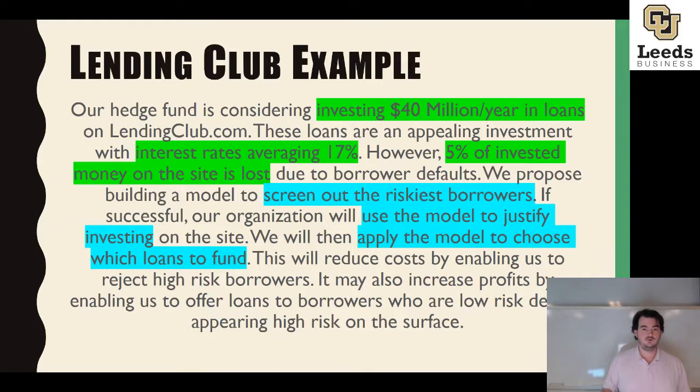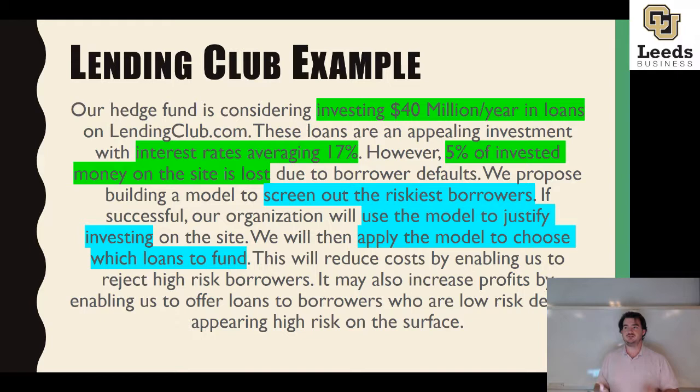What are we proposing that it will do? Our model is going to screen out risky borrowers. Then we're going to use the model to justify investing to lenders. If I'm remembering how Lending Club works, it's like a matchmaking site between borrowers who show up and say, hey, I want this loan, and lenders show up and say, sure, I'll give you this loan.